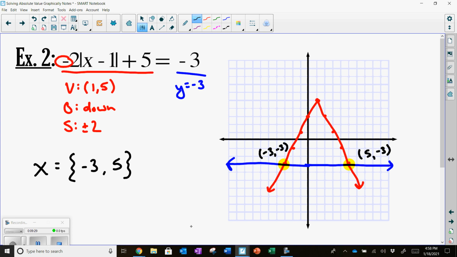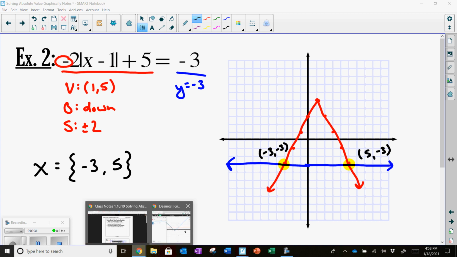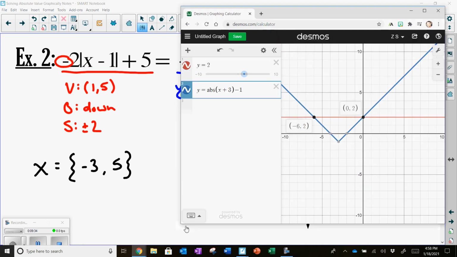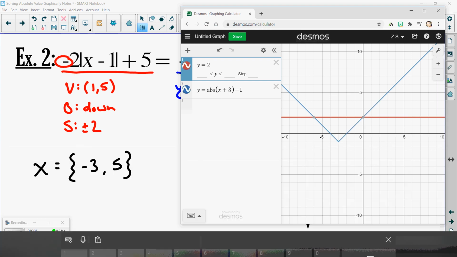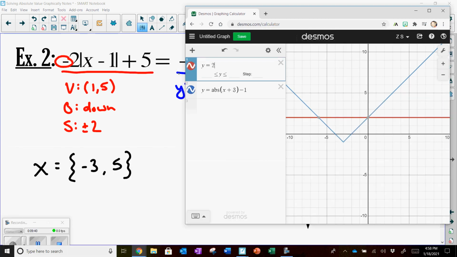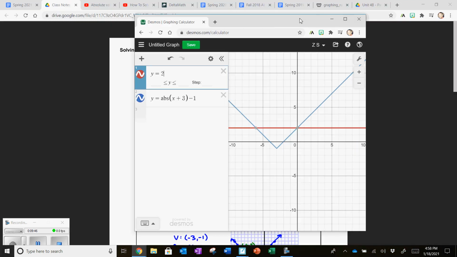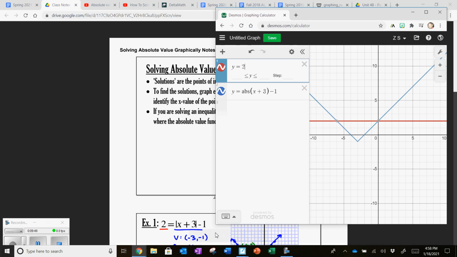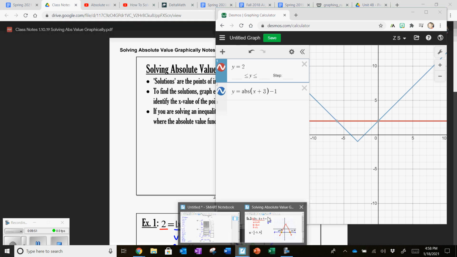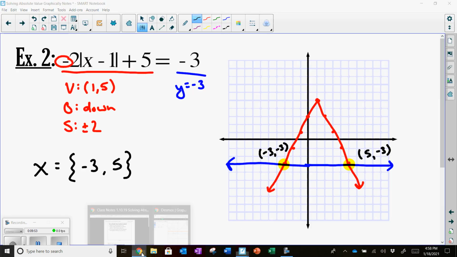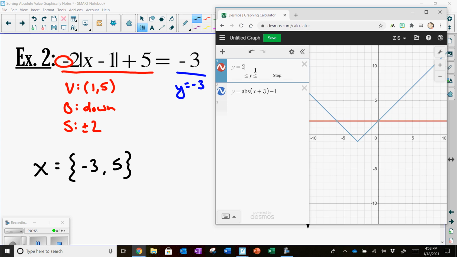Now again, let's check that on Desmos because Desmos is your friend. We'll adjust these as needed. Drag this over, and maybe you can see. Nope, that didn't do what I wanted it to do. It's cool, we'll get it back. No worries. There we go. So y is going to be equal to negative 3, so we'll just change it to negative 3.